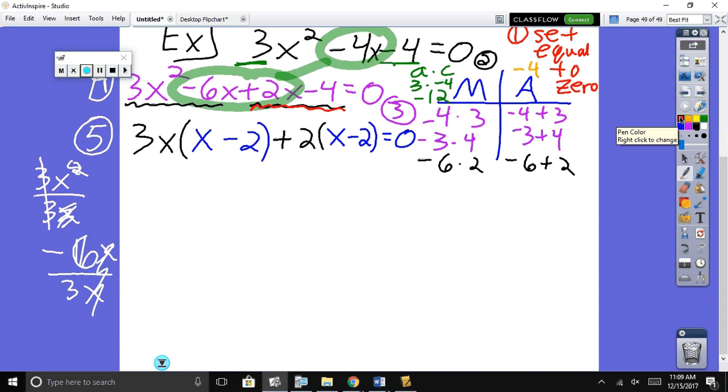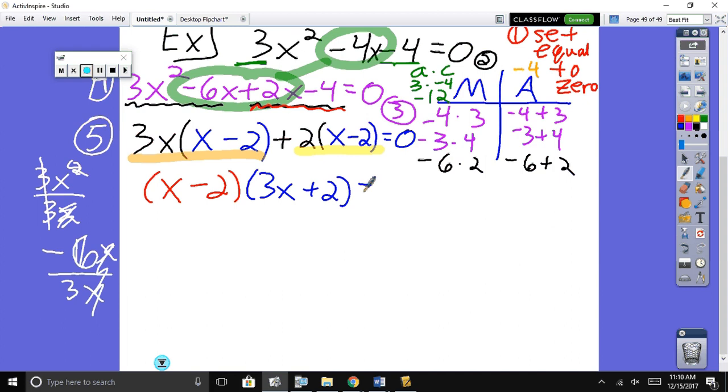In a similar way that we were looking at these two terms earlier and saying what's in both of them, we're looking at this whole thing and saying what's in both terms. Well, obviously there's an x minus 2 in both, so in a similar way as we took the 3x and the 2 from the terms above, we're going to pull the x minus 2 out from the first one and from the second one. That'll leave us with another term of 3x plus 2 equals 0.